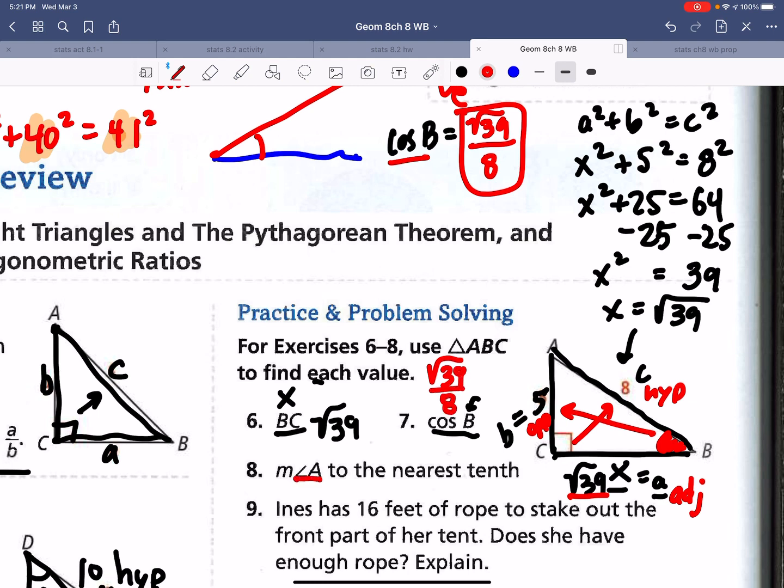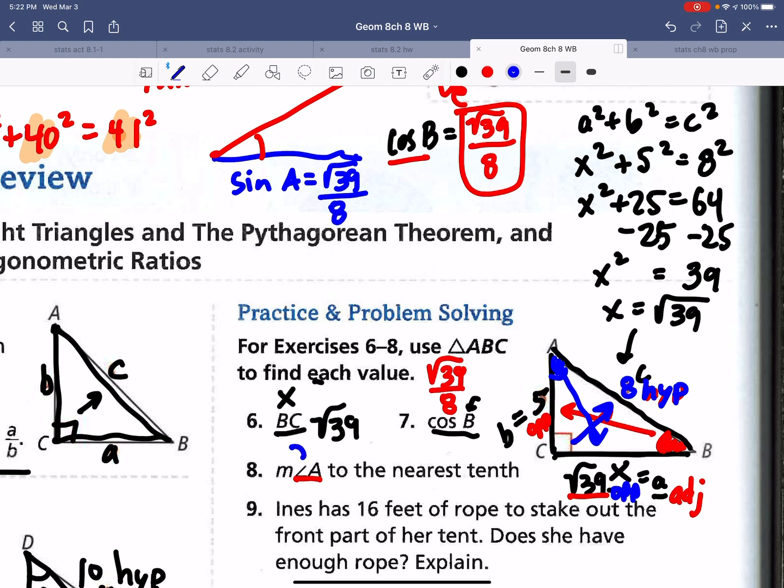What is angle A to the nearest tenth? So this is interesting because I haven't really solved for that yet, right? So now let's make our reference angle A. So then this would be opposite, and this would be the hypotenuse still, right? And that would be 8. So we could say the sine of A is opposite, square root of 39, over hypotenuse 8.